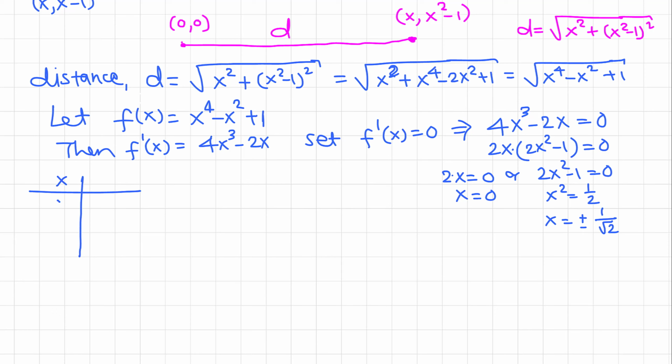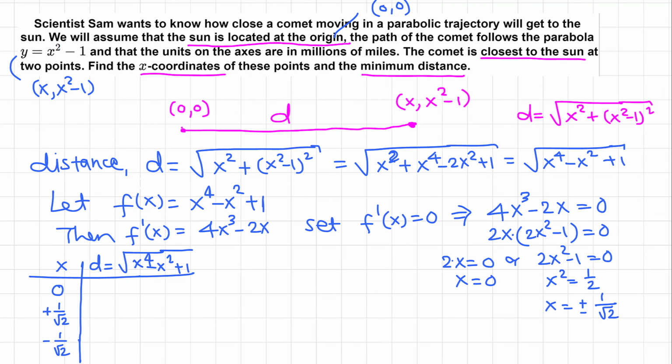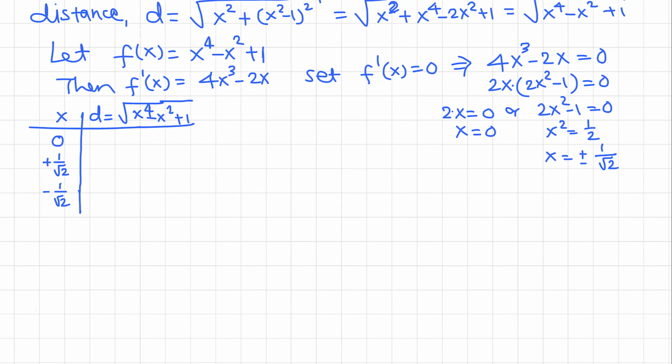X values: we got 0, positive 1 over root 2, and negative 1 over root 2. Now we want to evaluate the distance at these x values. The distance is in fact the square root of x to the 4th minus x squared plus 1. If you read the question carefully, we need to find the minimum distance as well. So let's evaluate the distance. We took the function, but here I want to find the distance. Plug in 0 here: 0 minus 0 plus 1, square root of 1, just 1. So 1 million miles.